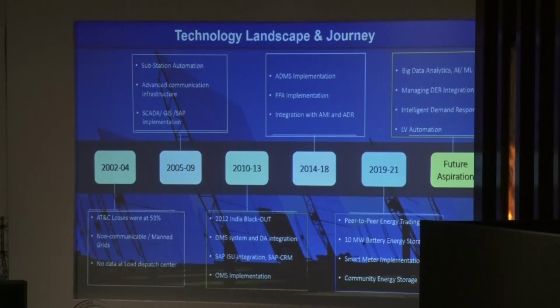Since we got the license for distribution of electricity in the north and northwest part of Delhi, earlier we were at a technical loss of 53%, and our grid substations were totally unmanned. As we continued our journey, we upgraded our grids as communicable. They are totally unmanned, and we implemented SCADA, ADMS (Advanced Distribution Management System), and outage management system in the organization to automate these grid substations and manage the consumers.